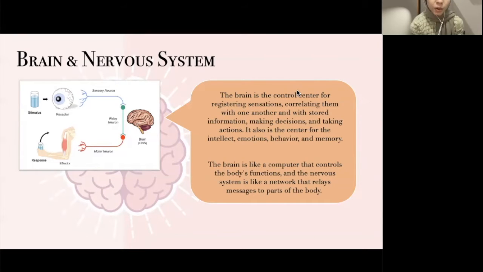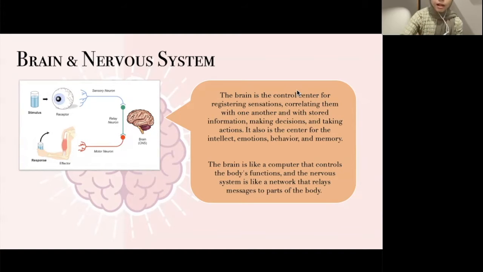The brain is the control center for registering sensations, correlating them with one another and with stored information, making decisions and taking action. It also is the center for intellect, emotion, behavior, and memory.